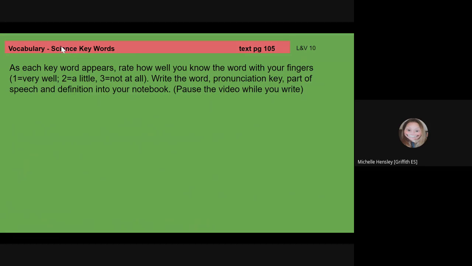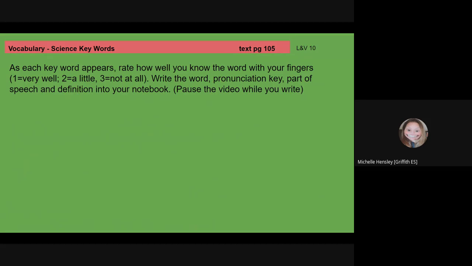If you want to look these up later in your book on MyNG Connect, you can go to your student textbook and look at page 105. Make sure that you write down the word, its part of speech, and its definition in your notebook. Those are the parts that you will need to add it to MyNG Connect. All right, let's get started.